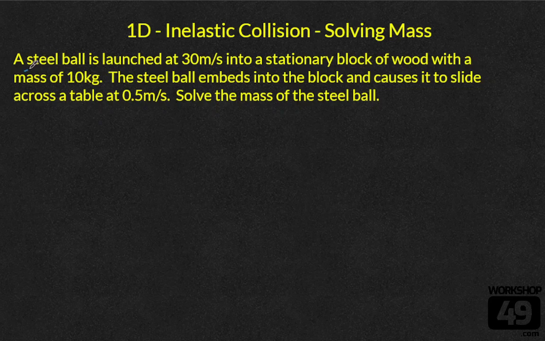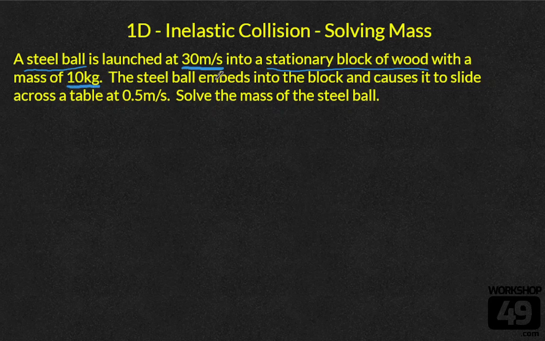Our first object is a steel ball, and it is launched at 30 meters per second into a stationary block of wood. And I did that this time on purpose because sometimes my students miss that when it says stationary, that's actually telling us a velocity. We'll get to that in a moment. It does tell us that the mass of the block of wood is 10 kilograms.